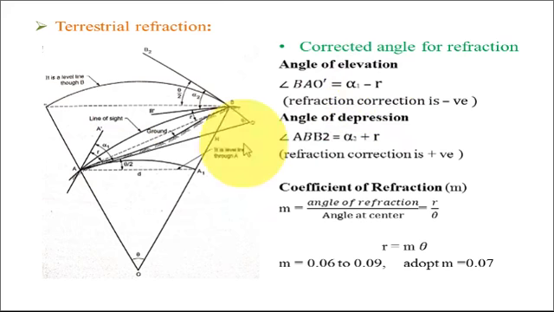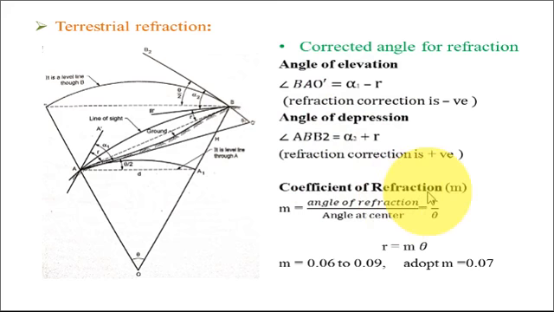Now consider the angle of depression. This one is the angle of depression alpha 2. Here the true angle is B1BA. Again two dotted lines indicate the true angle of depression. Now where is r? r is in between these two dotted lines. That means you have to take it positive. That's why alpha 2 plus r. So the refraction correction is positive for the angle of depression. Refraction correction is minus for the angle of elevation.